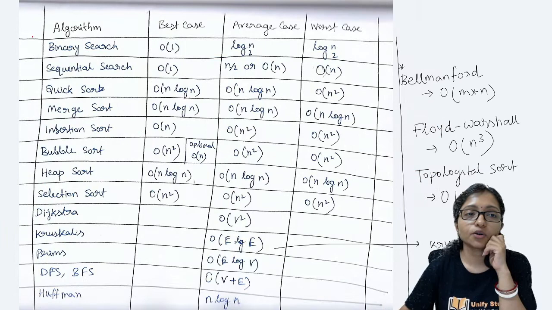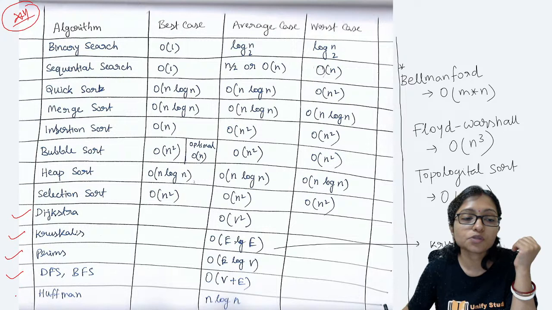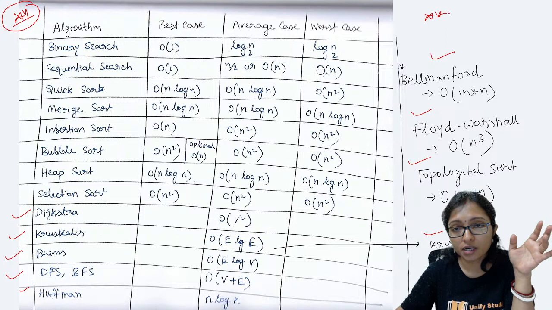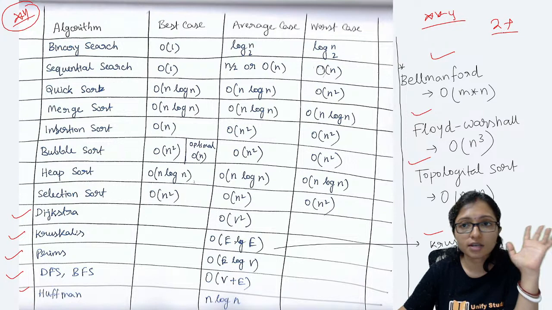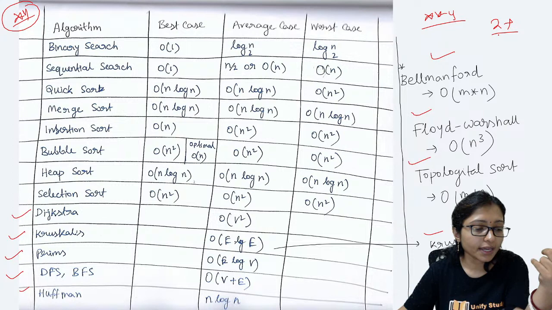Other than searching and sorting, there are some other algorithms like Dijkstra, Kruskal's, Prim's, DFS, BFS, Huffman, Bellman Ford, Floyd Warshall, topological sort. These are the most important charts from where 2 marks is confirmed. Always 2 marks is coming from this area, because of comparison questions. I am going to ask you that comparison question from the chart. Do it quickly. Take notes, take a screenshot, and then we will go for the question.